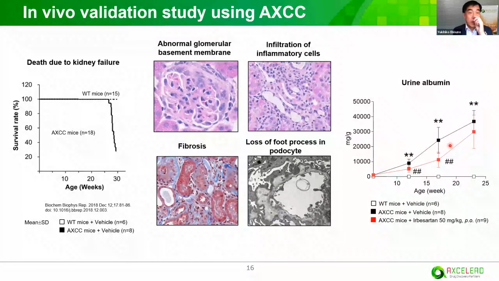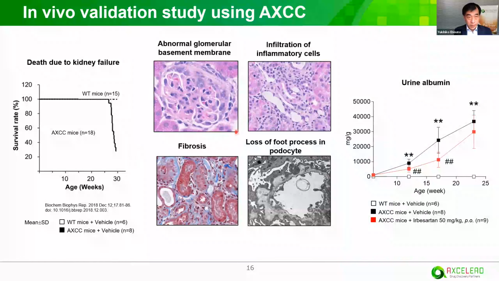So in this slide, I would like to show you some in vivo validation study using the Axcelead mouse. So the left side is this study. That mouse eventually dies due to kidney failure. That black line is the AXCC mouse. Around 30 weeks, 60% of the mice are dying.